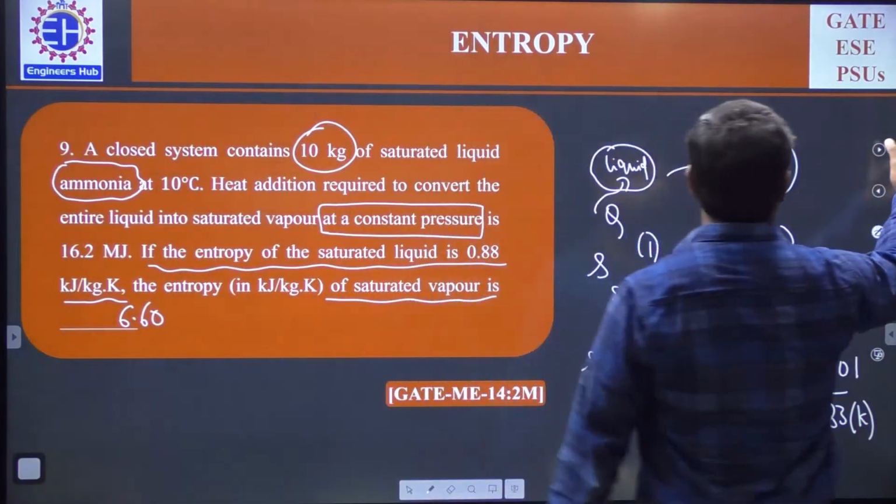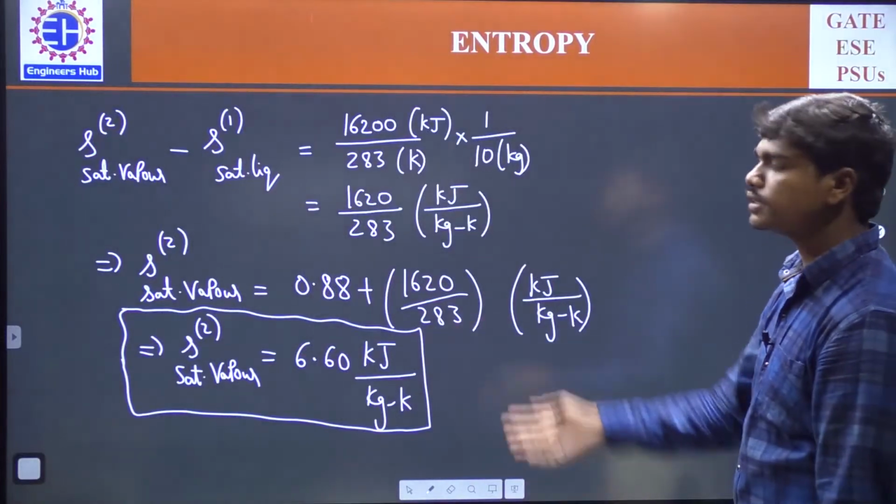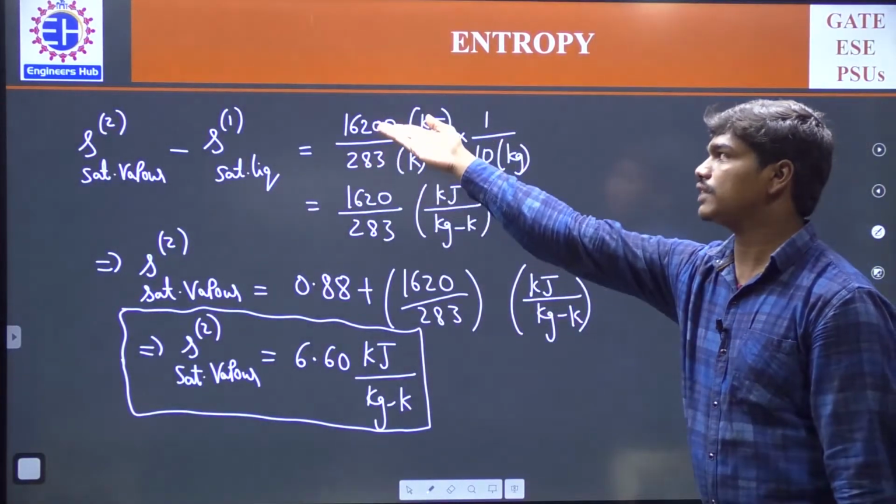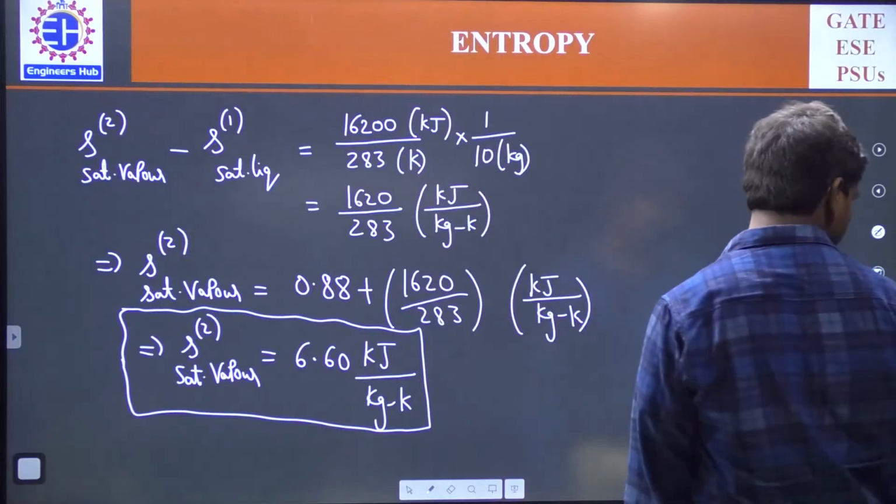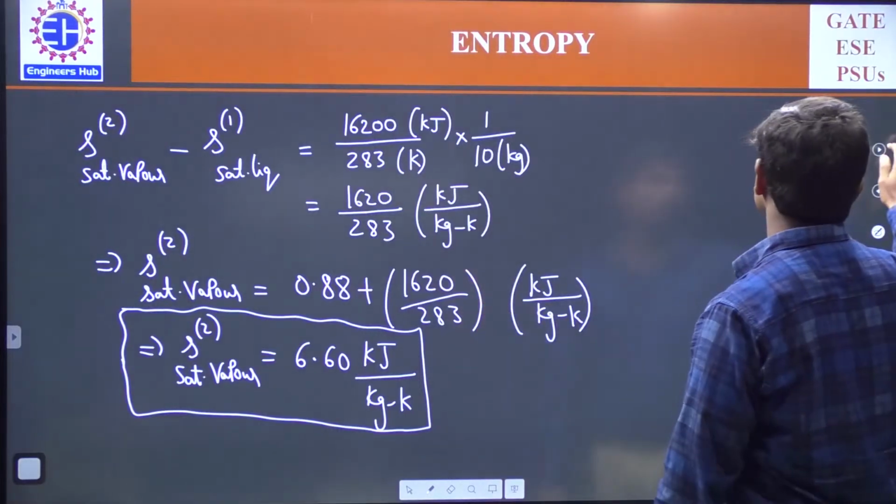Okay, so clear, there is nothing big here. Since temperature is constant, we wrote Q by T directly, because during a phase change process, temperatures are generally constant.